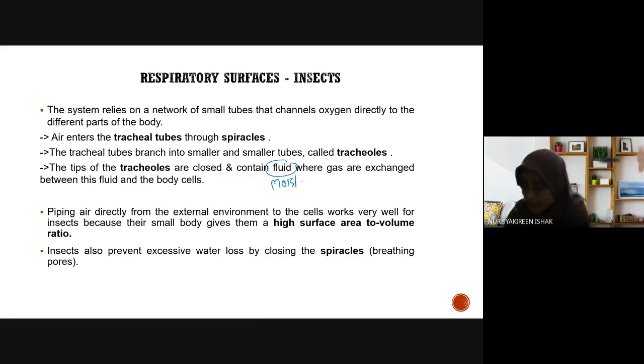Okay, must be moist, so where gas exchange between this fluid and the body cell occurs. Piping air directly from the external environment to the cell works very well for insects because their small bodies give them a high surface area to volume ratio. Insects also prevent excessive water loss by closing the spiracles, which we also call the breathing pores. In order to prevent water loss, they will close the spiracles.